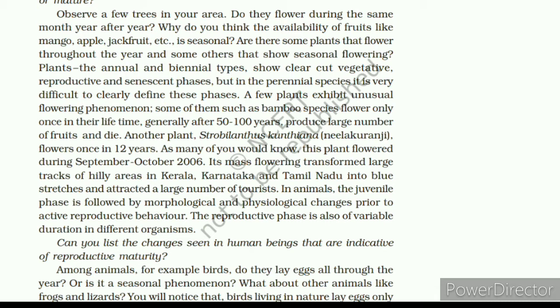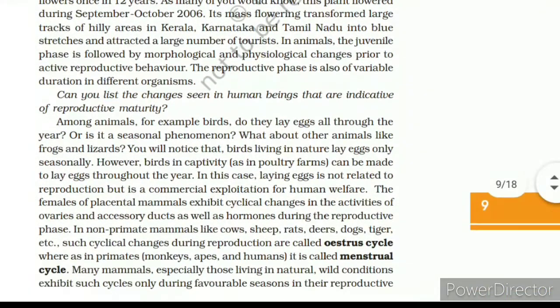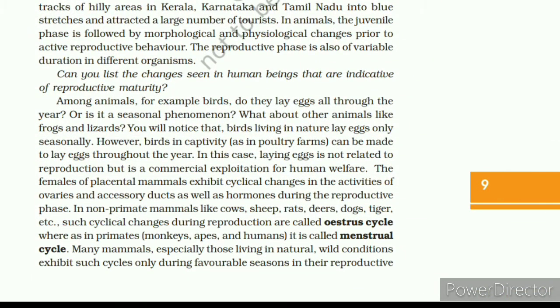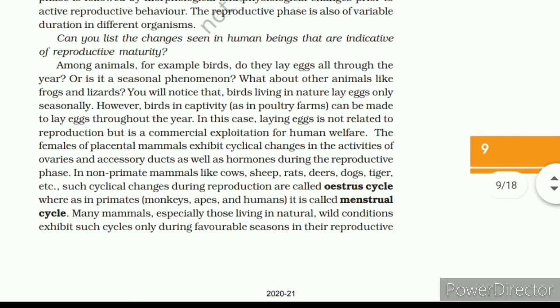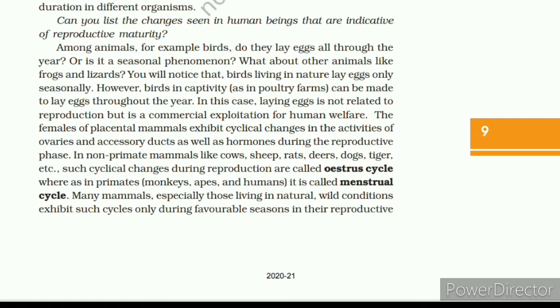Can you list the changes seen in human beings that are indicative of reproductive maturity? Among animals, for example birds, do they lay eggs all through the year or is it just a seasonal phenomenon? What about other animals like frogs and lizards? You will notice that birds living in nature lay eggs only seasonally. However, birds in captivity, as in poultry farms, can be made to lay eggs throughout the year. In this case, laying eggs is not related to reproduction but is a commercial exploitation for human welfare.